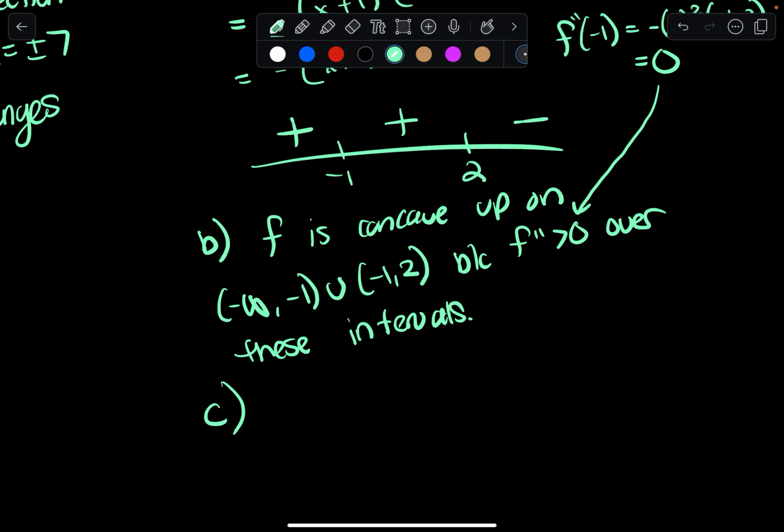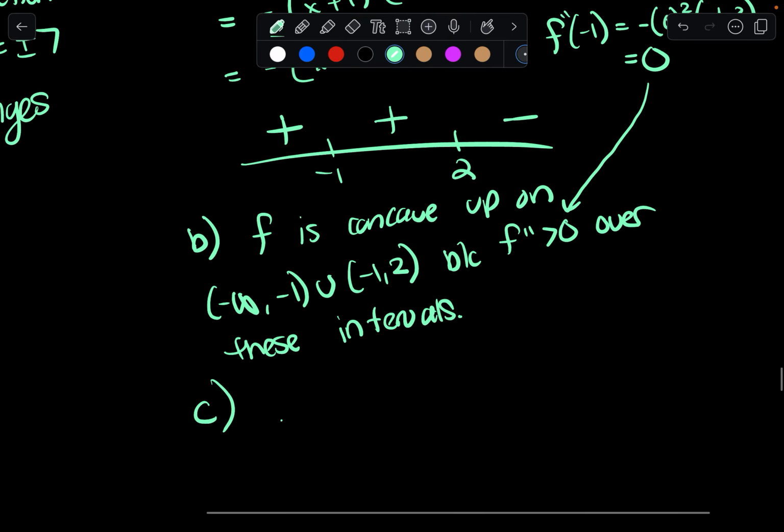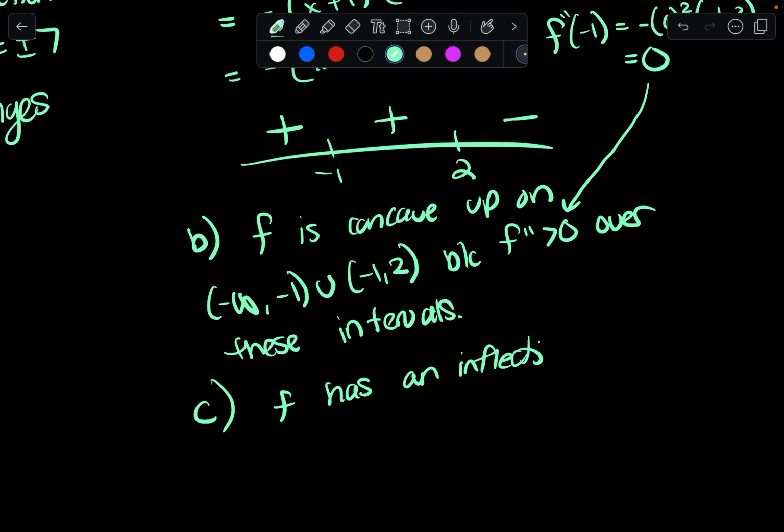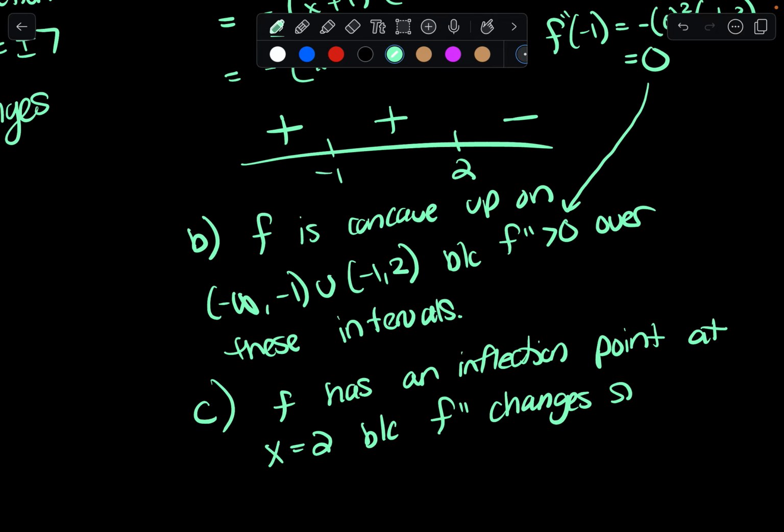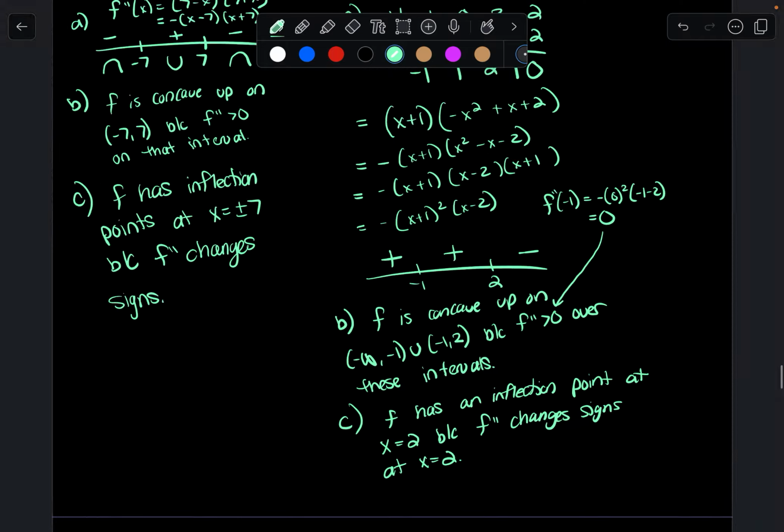Part C is asking about inflection points. So f has an inflection point at x equals 2 because f double prime changes signs at x equals 2. All right, hope this was helpful.